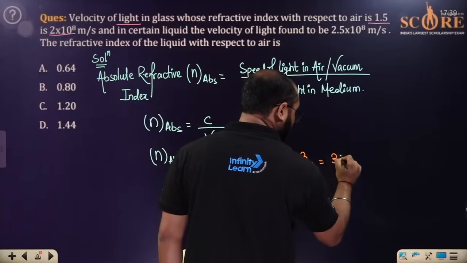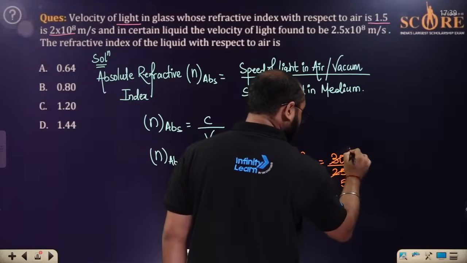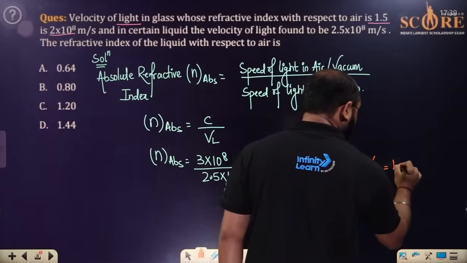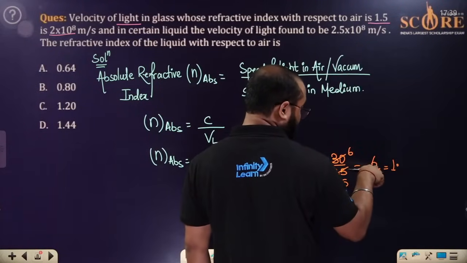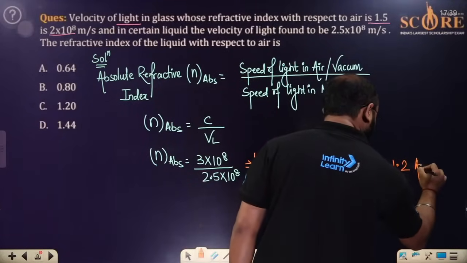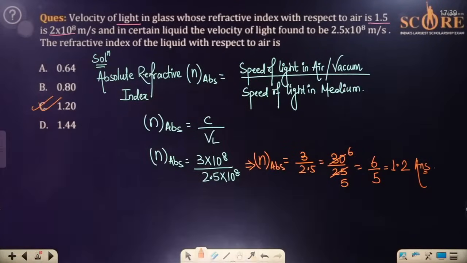Solving, it is going to be 30 divided by 25. Solve it, it is going to be 6 by 5, which is coming out to be 1.2. That is going to be your answer. 1.2, people. That is C.